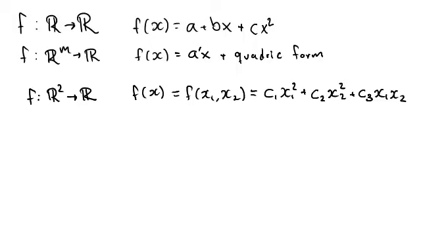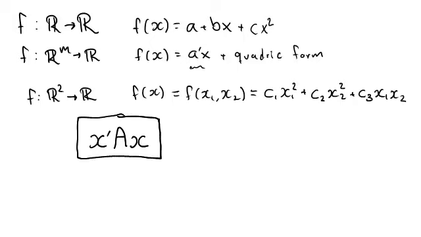The linear part could be nicely summarized using this notation, a prime x. In matrix notation, the quadratic part will be x transpose multiplied by some matrix A multiplied by x. This is called a quadratic form. Here, A is a matrix and it's m by m, where m is the number of variables in the function. And A will contain these coefficients in front of the quadratic terms.